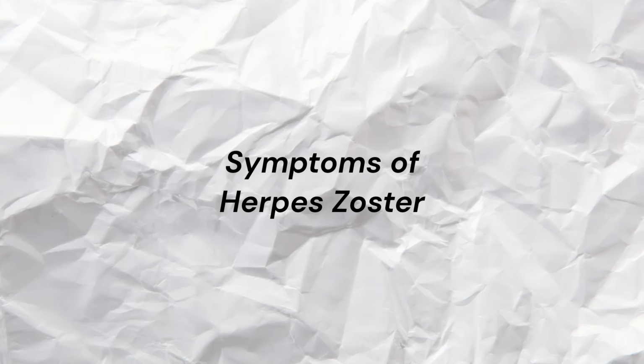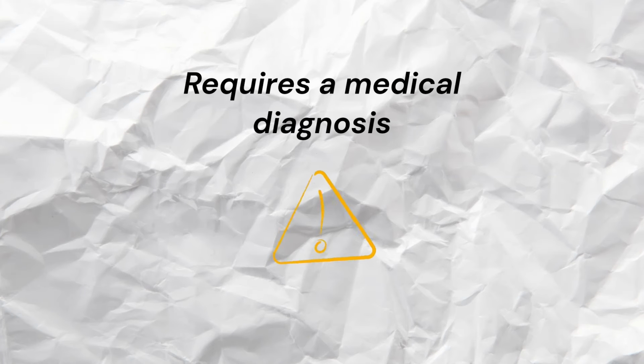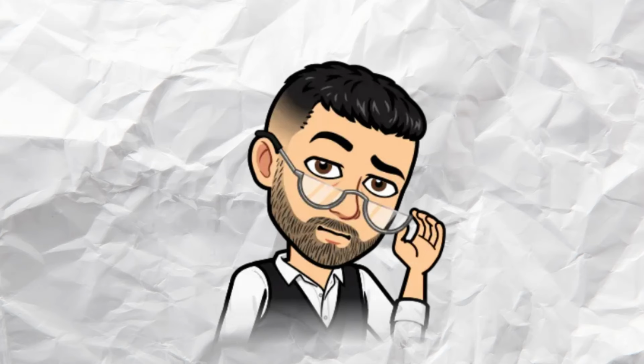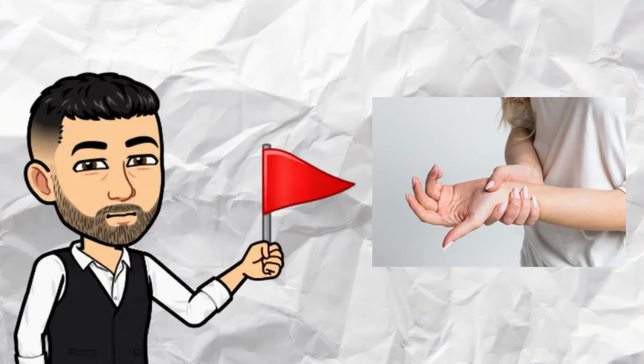Symptoms of herpes zoster. Requires a medical diagnosis. Symptoms of shingles include pain and tingling. Generally, the first signs are pain and tingling in a specific area of the body. The pain associated with shingles can be severe and persist for weeks, months, or even years after the rash heals. This pain is known as postherpetic neuralgia.